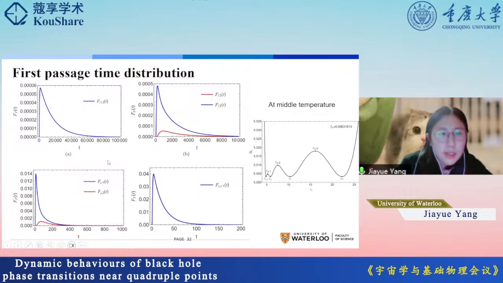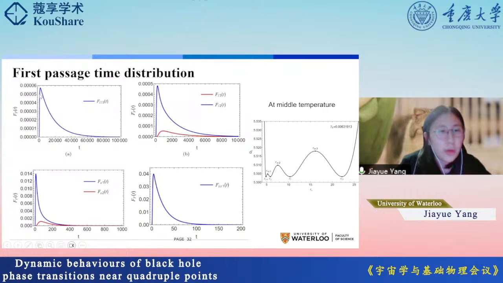And the local peak means that at this time, it will have the highest probability to finish the first passage event. So we can use the location of the peak, the characteristic time here, to represent the first passage event.